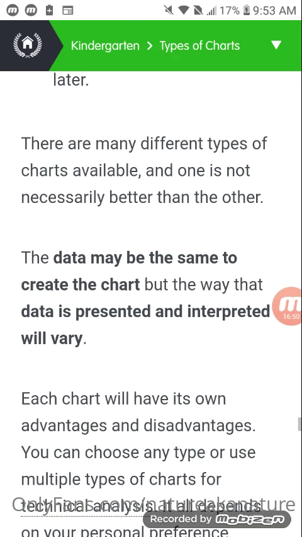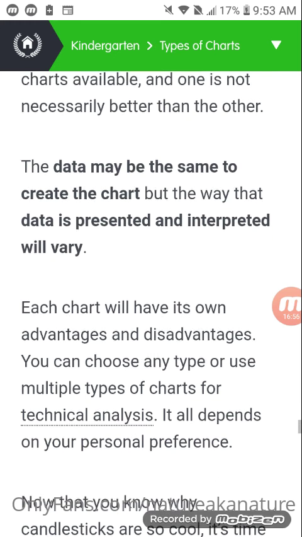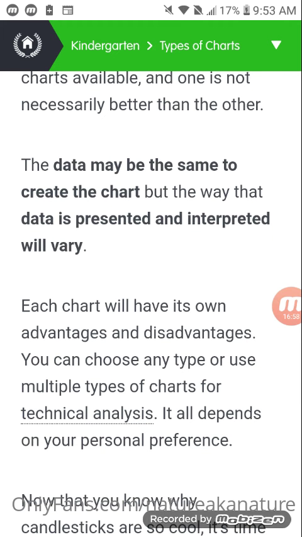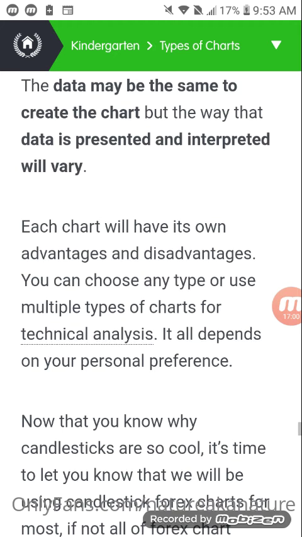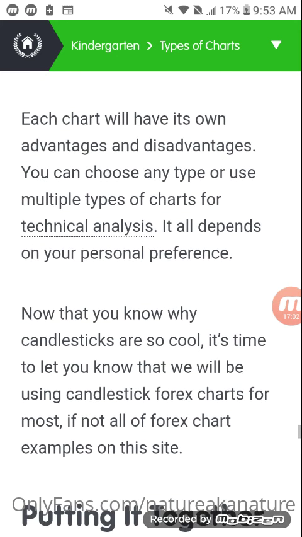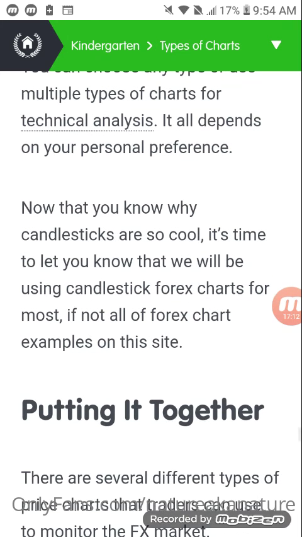So there are many different types of charts available, and none is necessarily better than the other. The data may be the same, just presented differently by each chart. Each chart will have its own advantages and disadvantages. You can choose any type or use multiple types of charts for technical analysis. It all depends on your personal preference. Okay, so this is all technical analysis, just looking at the charts.